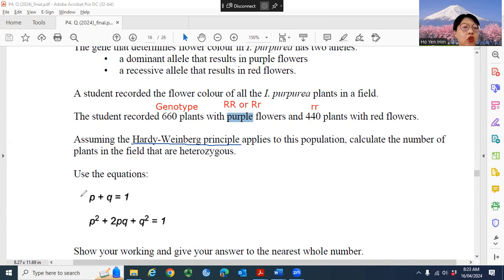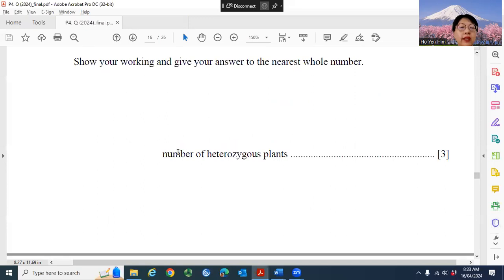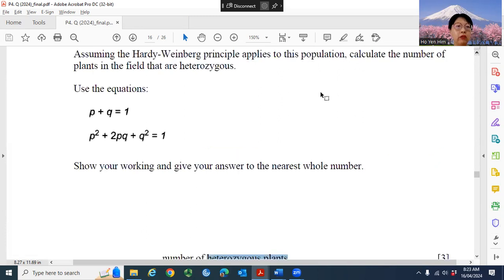Okay, so use the equation, show your working, and give your answer to the nearest whole number. So you need to underline as you read the question because they want the answer to be a whole number only. So you score full marks. So let's look at the question. What is the number of heterozygous plants? So you need to use this equation to calculate, okay?